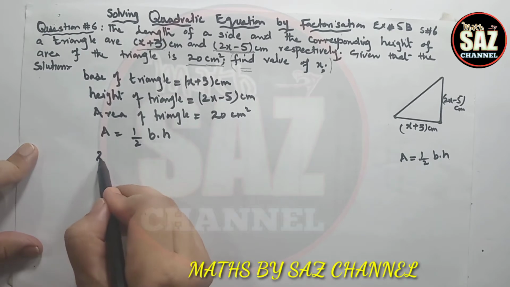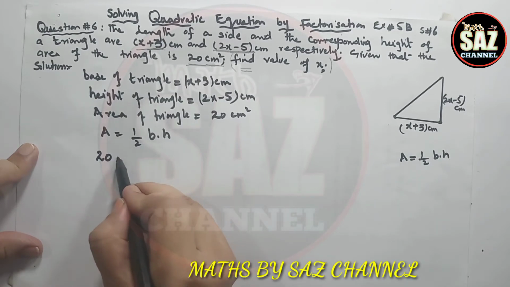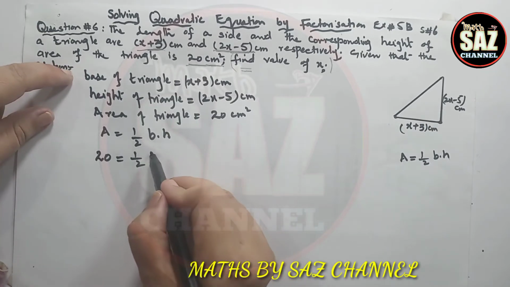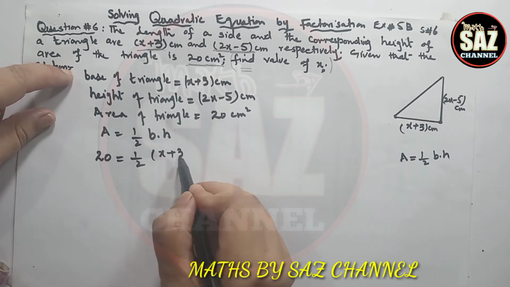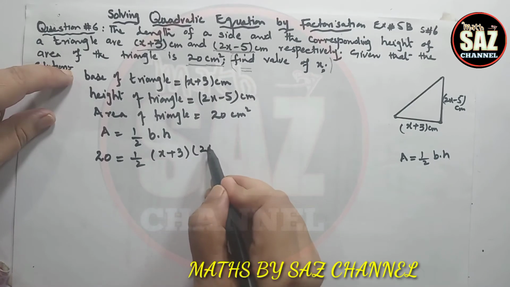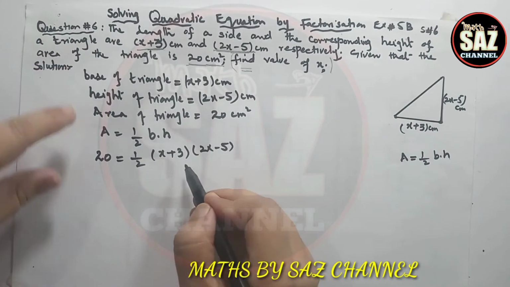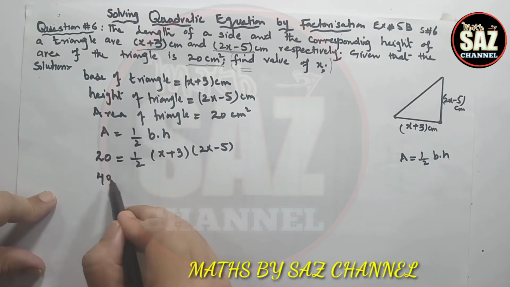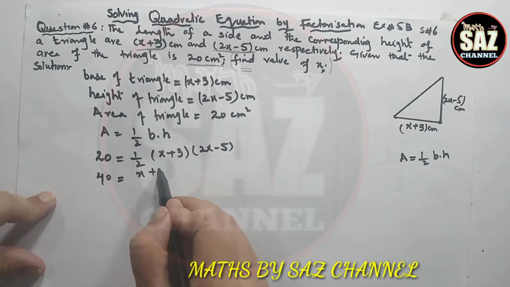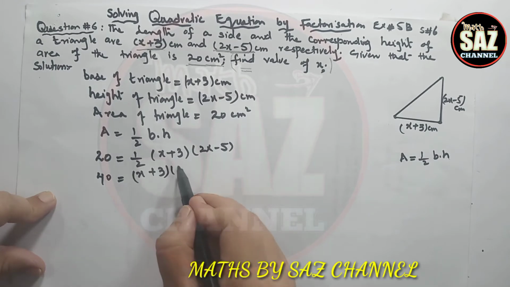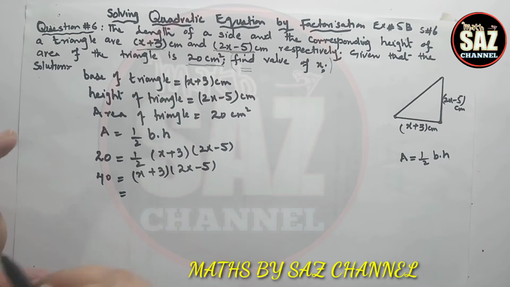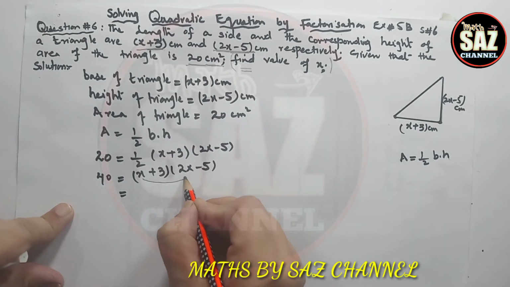Replace or insert the values. Instead of area, replace 20 and half into base of the triangle is x plus 3 centimeter and height is 2x minus 5 centimeter. Shift this 2 to other side and it will become 40 equals to x plus 3 into 2x minus 5. Now apply distributive property on the right hand side and expand this expression.